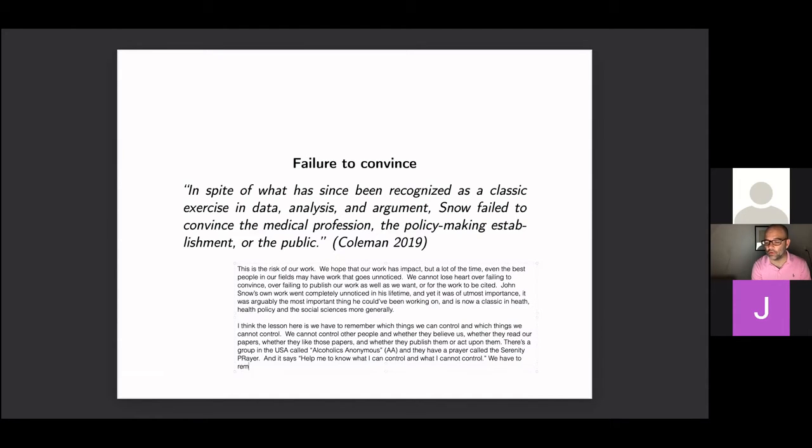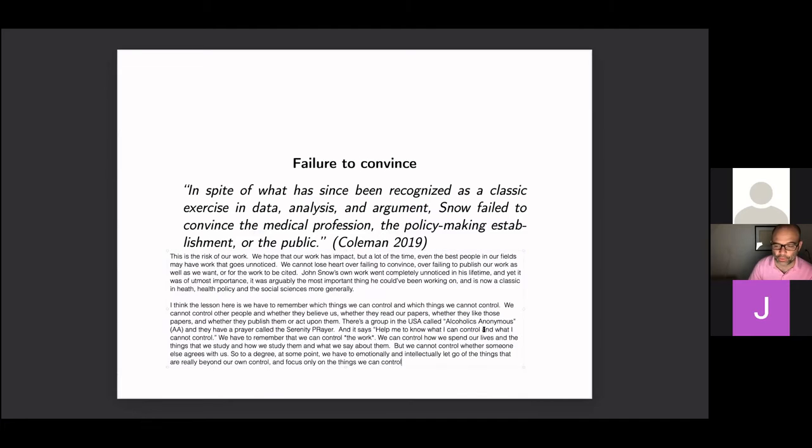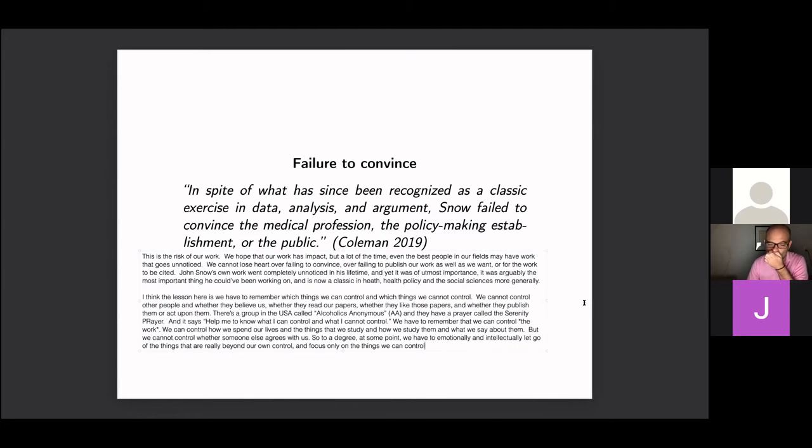So it's important. We have to remember that we can control the work. We can control how we spend our lives and the things that we study and how we study them, what we say about them. But we cannot control whether someone else agrees with us. So to a degree, at some point, we have to emotionally and intellectually let go of the things that are really beyond our own control and focus only on the things we can control. I know that sounds, I don't know what that sounds like, but that's just something I wanted to bring to your attention.